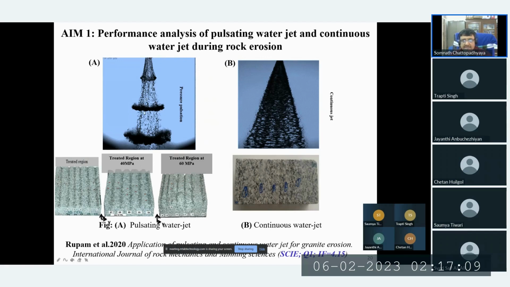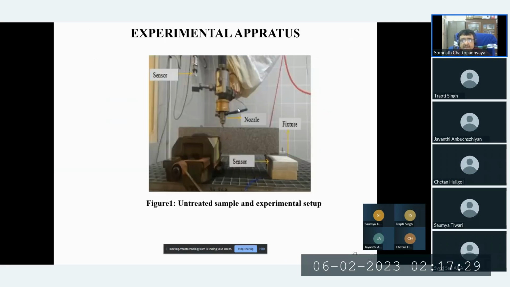Thank you, sir. Here is the display of the pulsation, and this is the continuous one, and we have these at lower pressure also. With the pulsation we can get better erosion results. Maybe there is a little problem associated with the surface finish and accuracies. And this is the experimental apparatus associated with the ABB robot along with the manipulators of the pulsation, and this is the vice and the sandstone, and all those things are kept for this cutting activity.